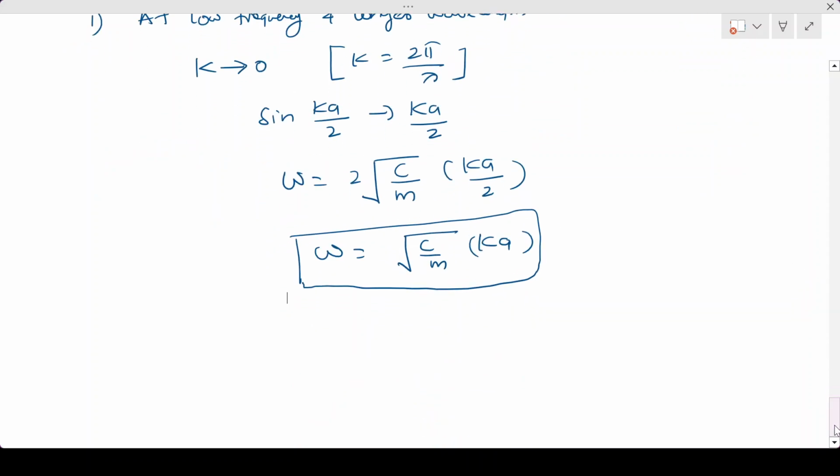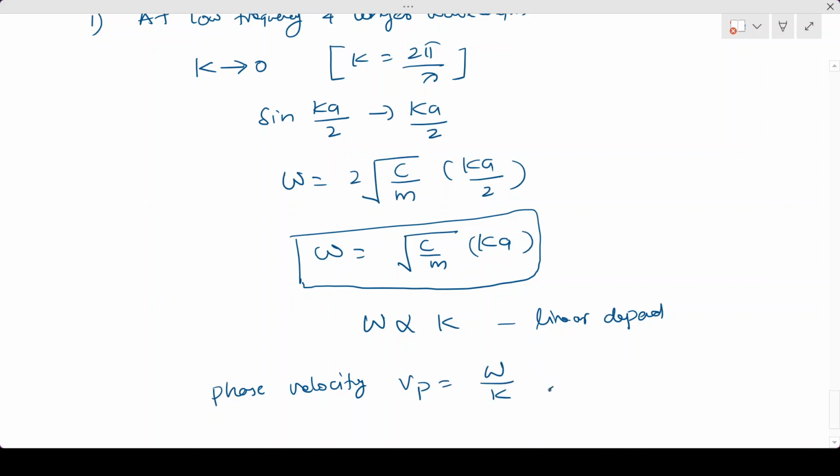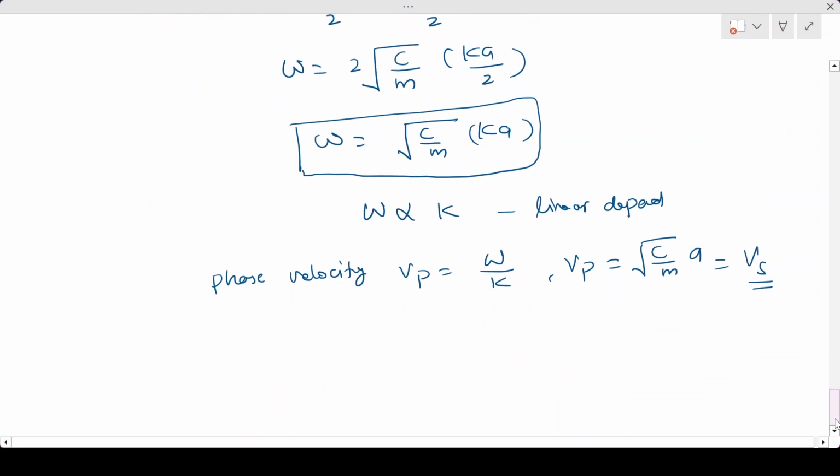In that case k is tending to 0, and importantly here omega is proportional to k, so that is a linear dependency. The angular frequency linearly depends on the wave vector k. In that scenario, the associated phase velocity will be Vp equal to omega by k, which is root C by M times a. And that is the velocity of sound.